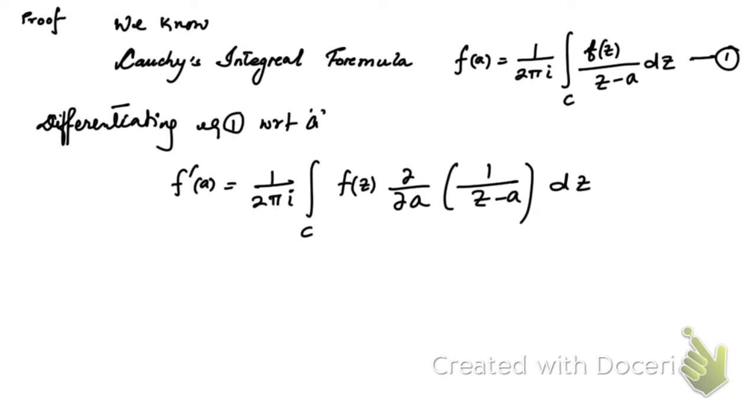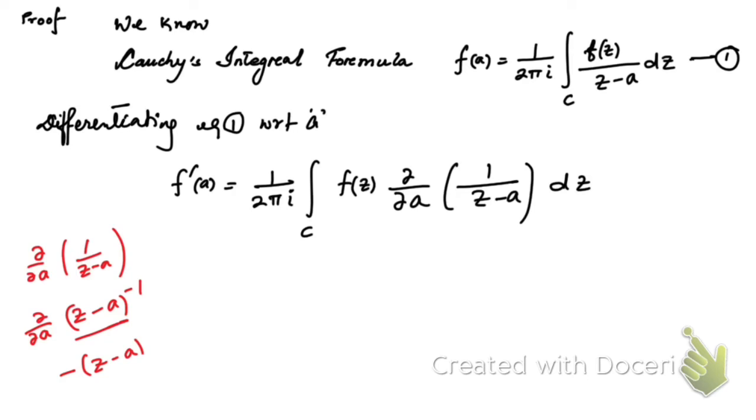Okay, so if you differentiate this, you can differentiate it this way: partial derivative with respect to a of 1 by z minus a. So it can be assumed as z minus a whole to the power minus 1. If you differentiate it, it's going to be minus 1 times z minus a to the power minus 2, into, then again you have to differentiate the terms within the bracket, that is z minus a.